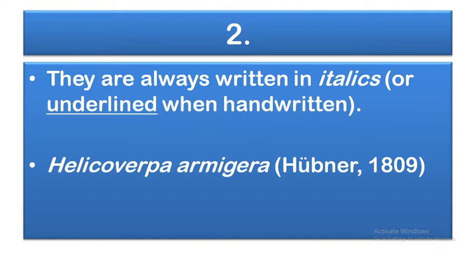You can see the name Helicoverpa armigera. Here, Helicoverpa armigera is the scientific name. It is somewhat tilted, and this style of writing is italics. And in front of that, in brackets or parenthesis, the name of the author, Hubner, and the year, 1809.